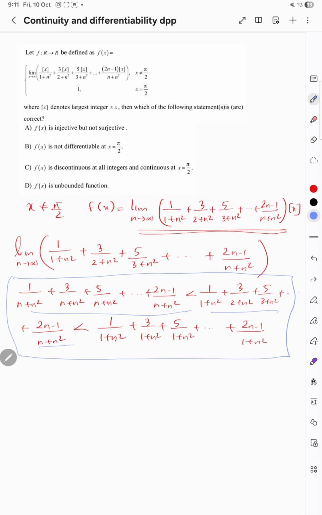Now what I need to do is use the sandwich theorem. What is the sandwich theorem? Let me write it on the top.